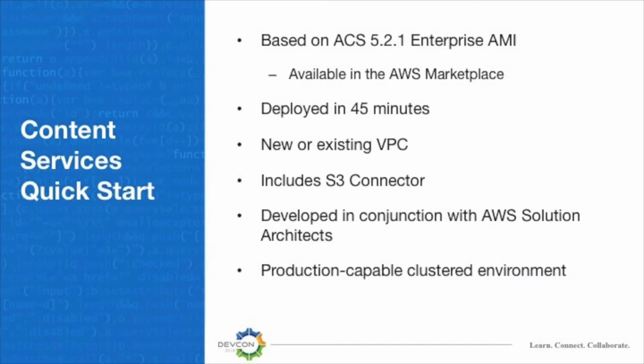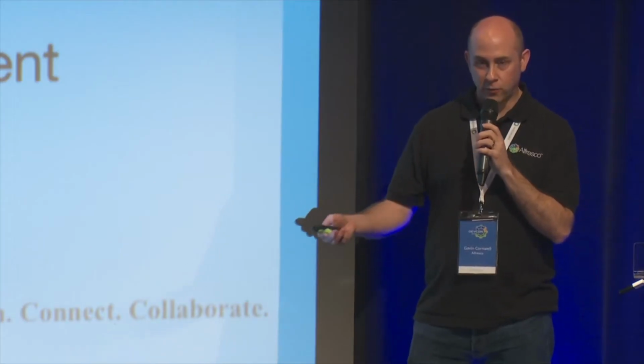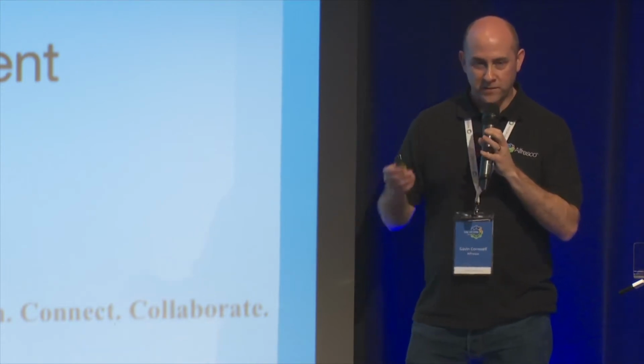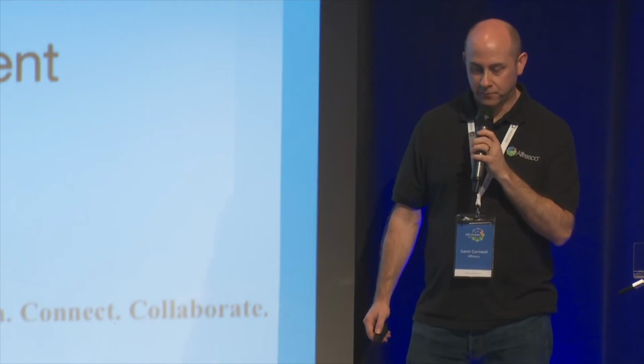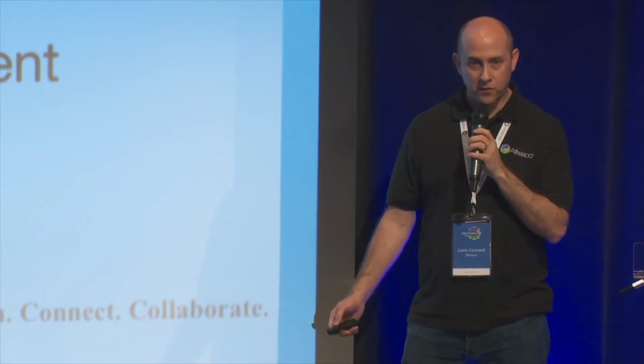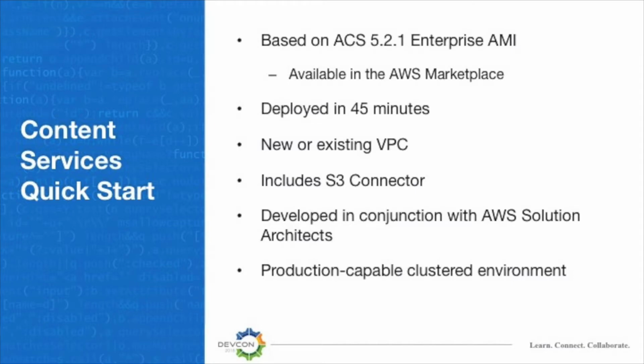So as I mentioned, we have one for content services. It's based on the ACS 5.2.1 AMI that's in the marketplace. So if you want, you can just go and deploy that all on its own without the quick start, but you lose a lot of the load balancing and all that, which we'll take a look at in a second. It deploys in about 45 minutes. You can deploy it into new VPCs or into existing VPCs. It includes the S3 connector. It's already in there and configured and ready to push stuff into S3 buckets.